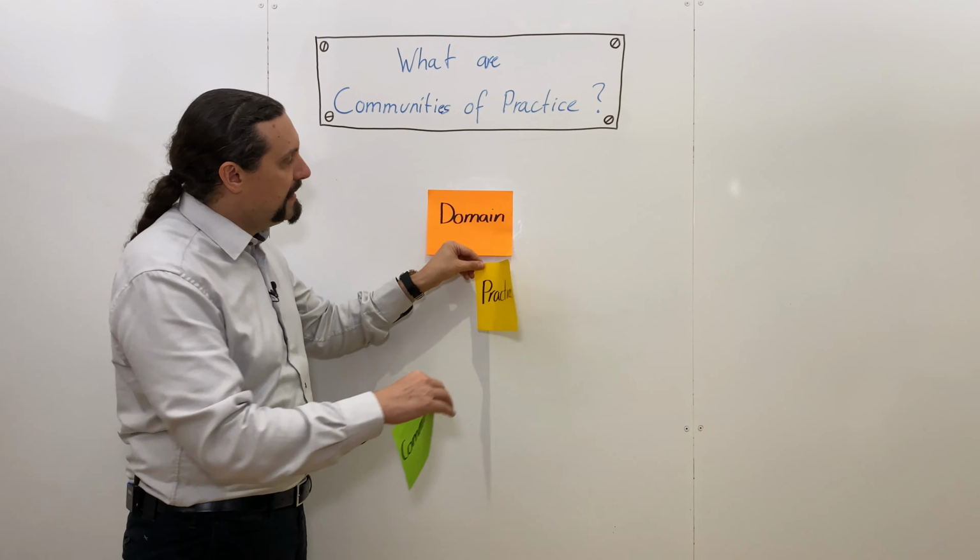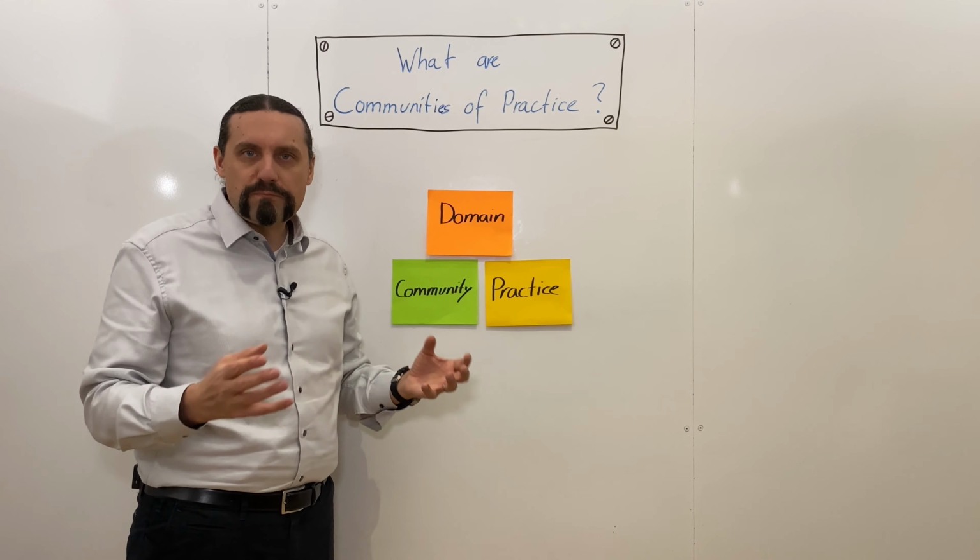In this domain, they share the same practice, which is the knowledge and their experience. In DevOps, for example, continuous integration or continuous deployment. And of course, a community of practice without people wouldn't be a community. So a community of practice always consists of people.